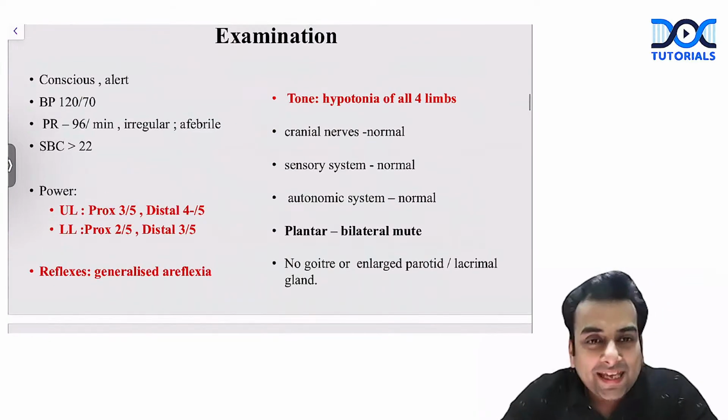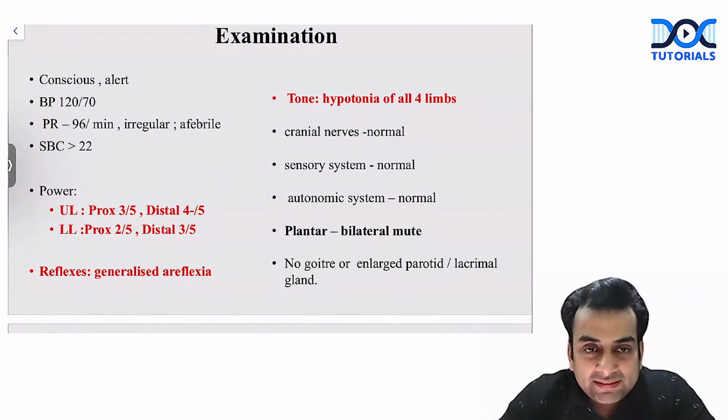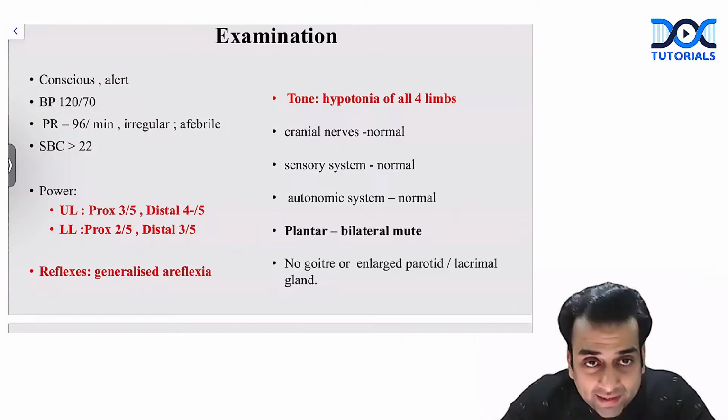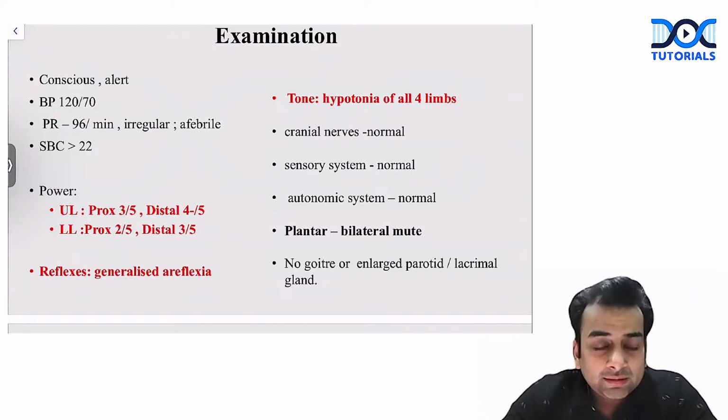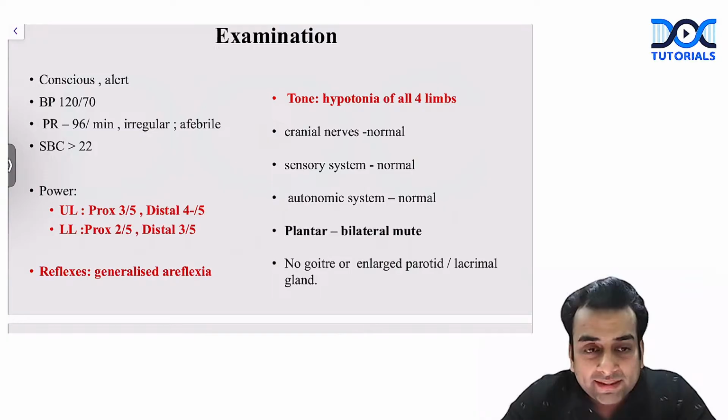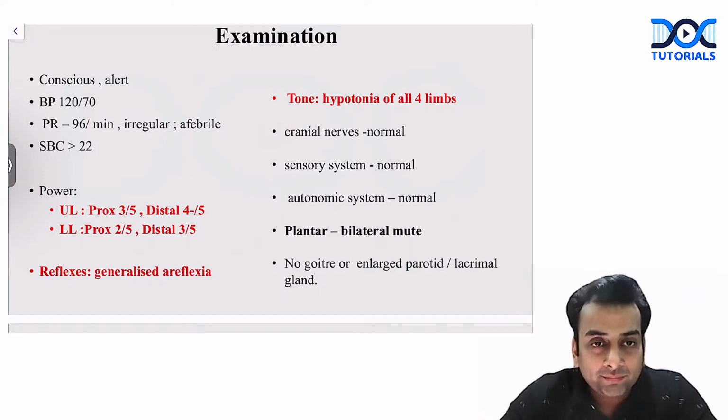So let's go to the examination. The examination of this 32-year-old female reveals that she's conscious and alert, so her higher mental function is absolutely normal. The vitals reveal BP of 120 by 70, pulse 96 per minute. The single breath count is more than 22, so it has not yet involved the diaphragm. So there is no respiratory weakness as of now.